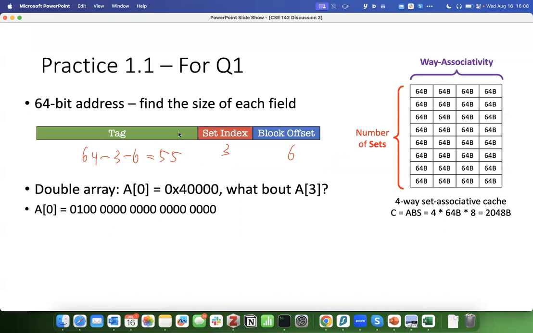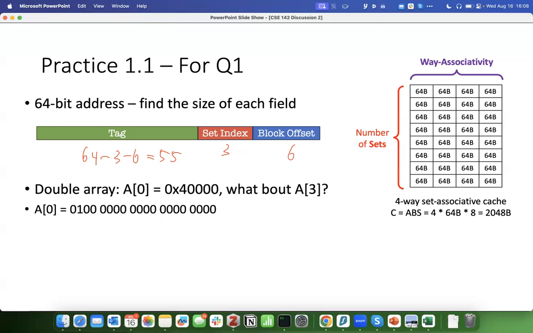All right. And now let's also look at a particular address that I want to read or write, right? So suppose the array A, this is an array of doubles, starting at address, in hexadecimal, 40000. And then the question is, what about A3? What is the address for A3? Right? I'm putting down the address for A0, the starting point of A array, in binary over there. And then what is my A3's address? Right? In binary, how do I represent it?